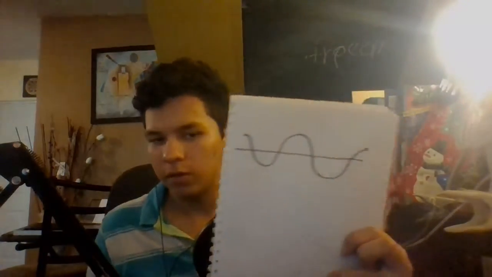Now, let's make an example. Now that we know all the math, let's make an example. We have a periodic motion. This is a wave. It is a periodic motion.